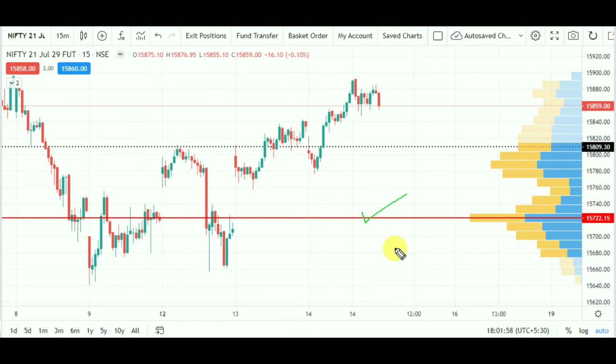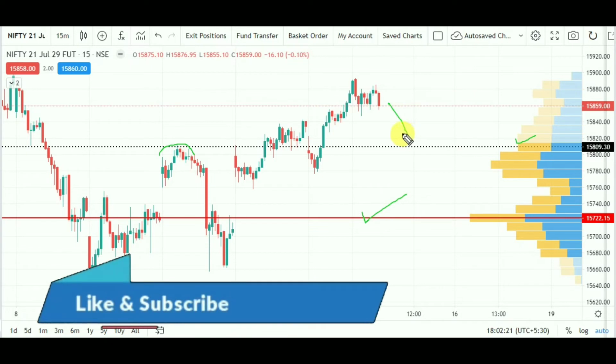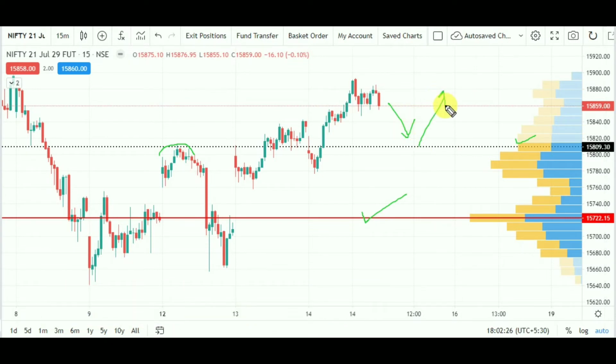However, as this is too far from the current price, let us ignore it for now and instead focus on the top of the value area, which lies near 15,810. See that this area coincides with the previous lows. If Nifty were to decline going forward, this region can be considered for entering a long position.